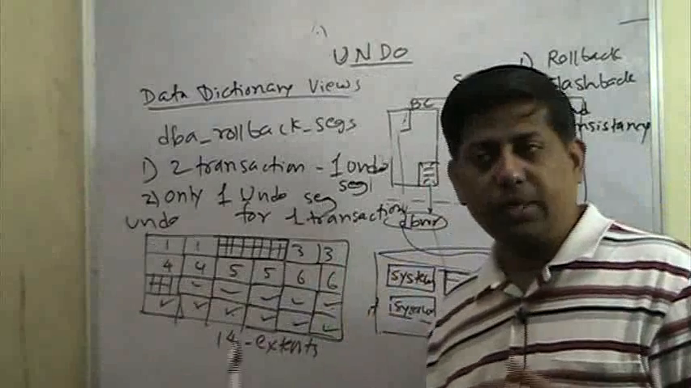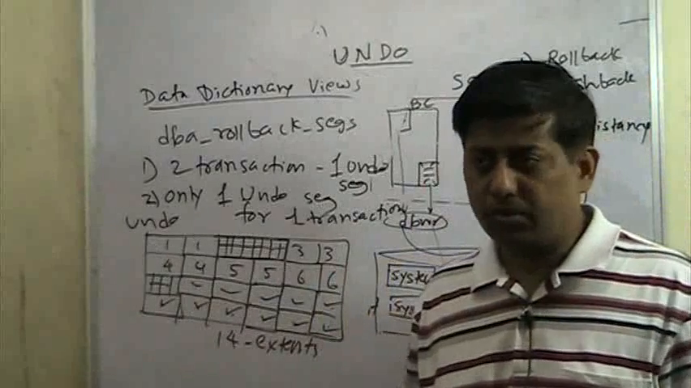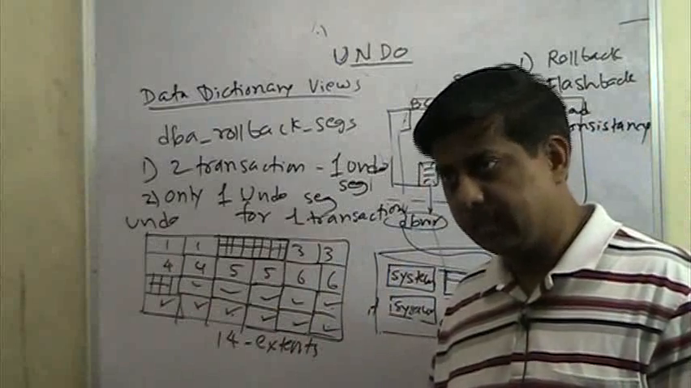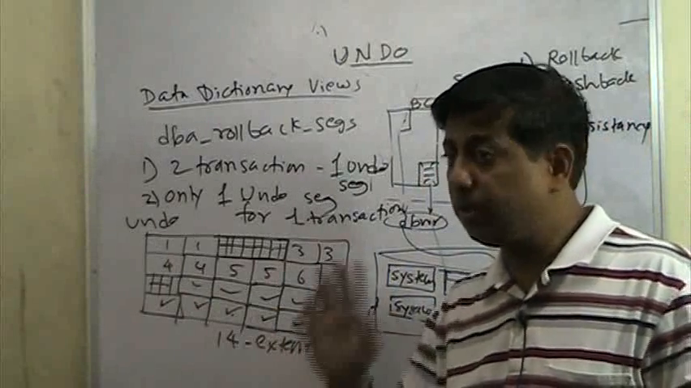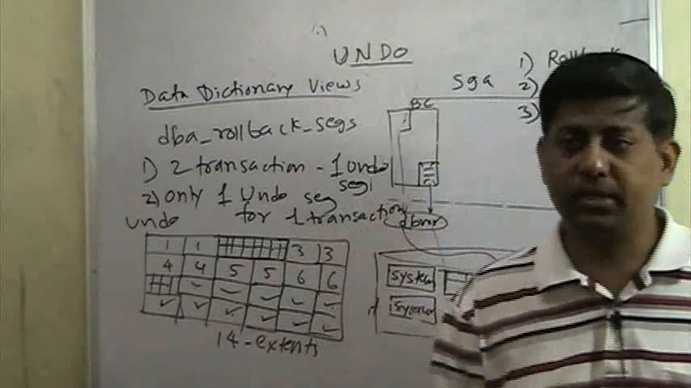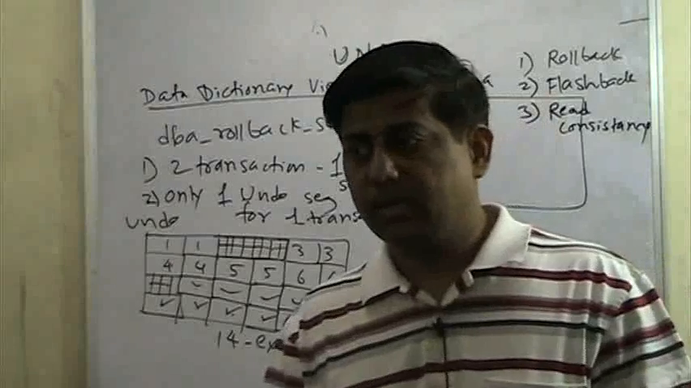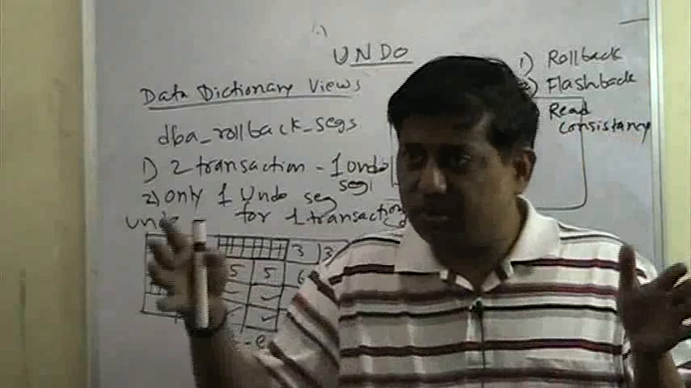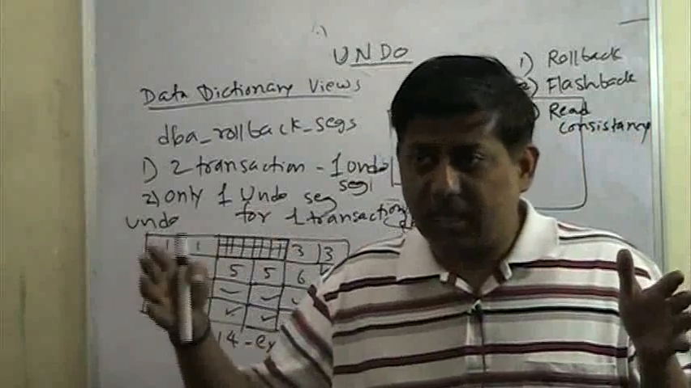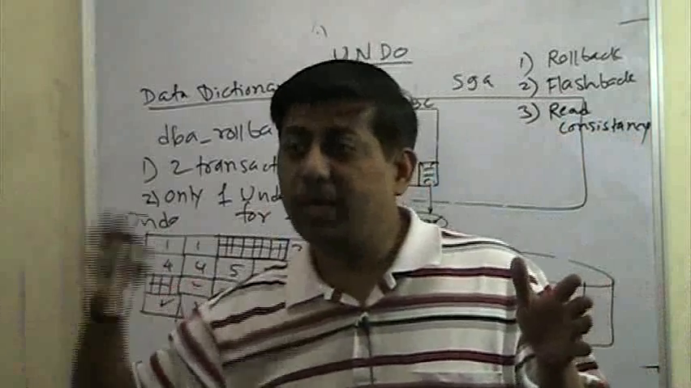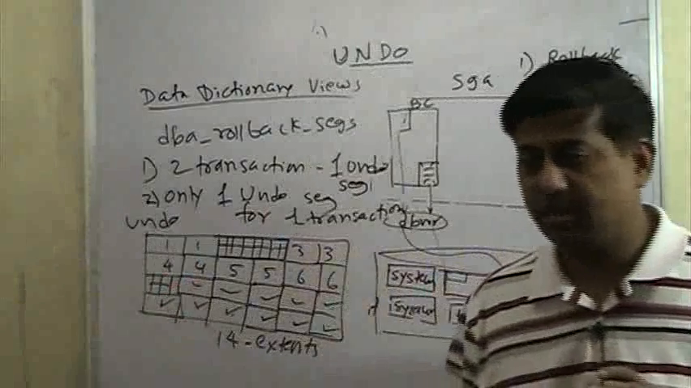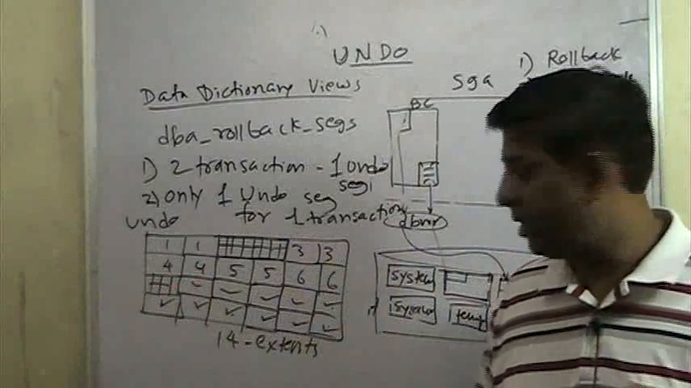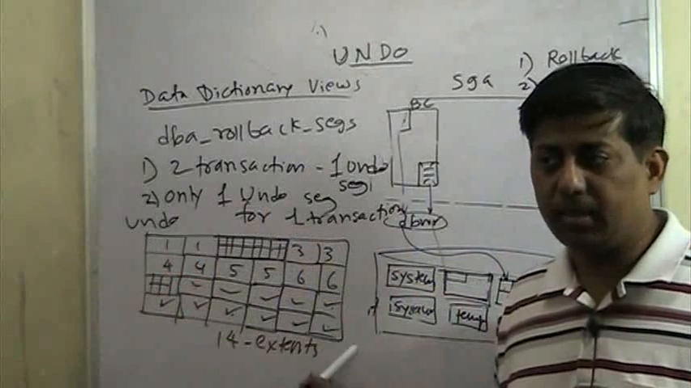So you can say auto extend on or whatever. You can do all those tricks. So the extents will grow, not the segments. Segments will not grow. Let me repeat: the segment size grows by adding an extent to the existing segment, till the limit of the undo table space is reached.